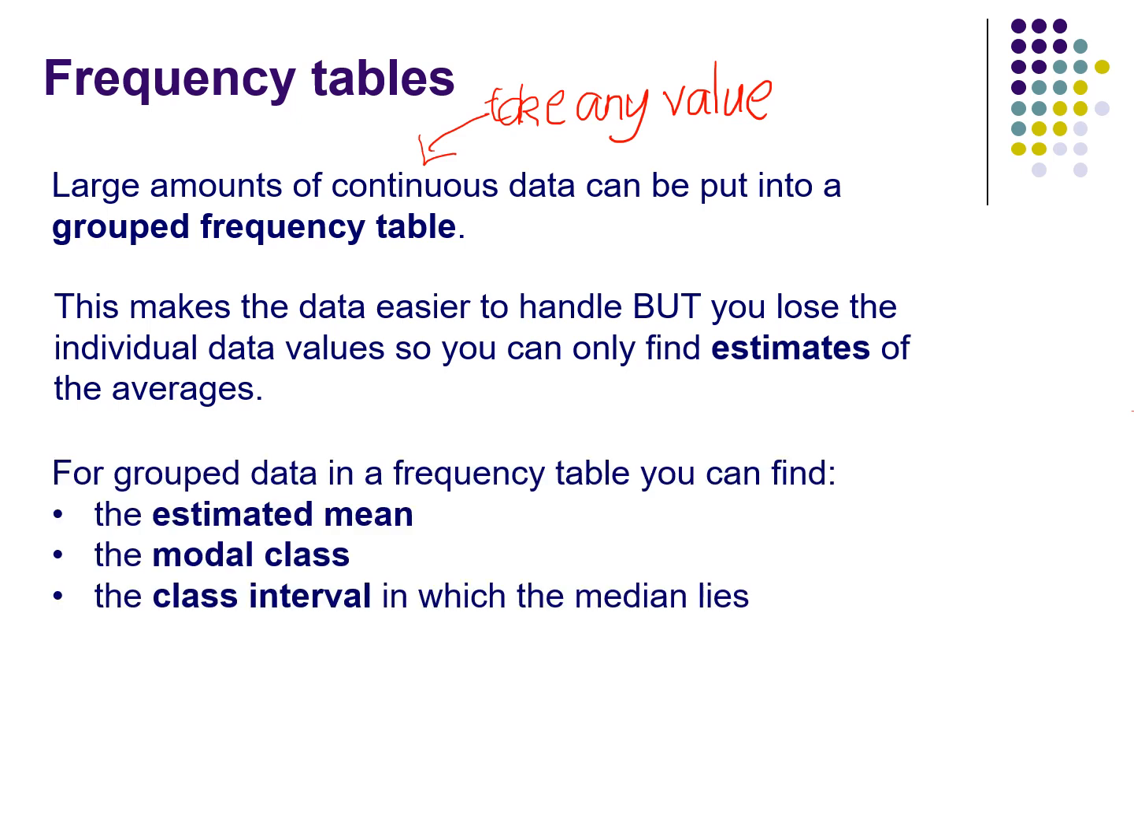So the summary statistics that we're going to look at calculating today for these frequency tables are the estimated mean. Okay, so we'll get an approximation for the mean value for all of the data. We're going to look at the modal class, which is the interval in which the mode lies. And then also the class interval in which the median lies. You remember what the median is? The median is the middle value if you were to put them all in order.